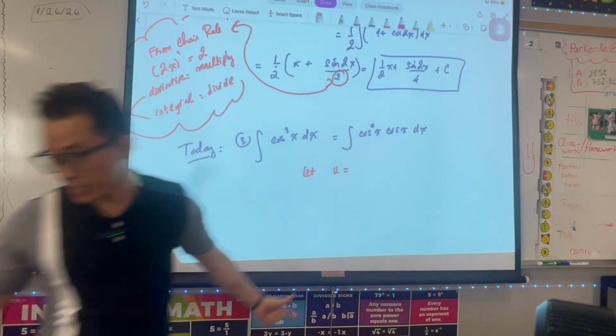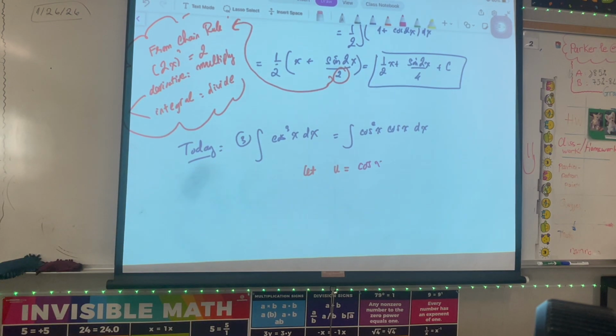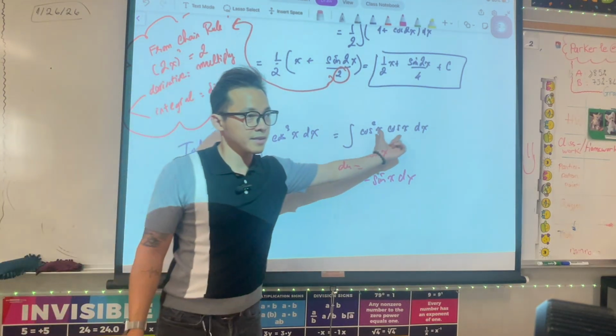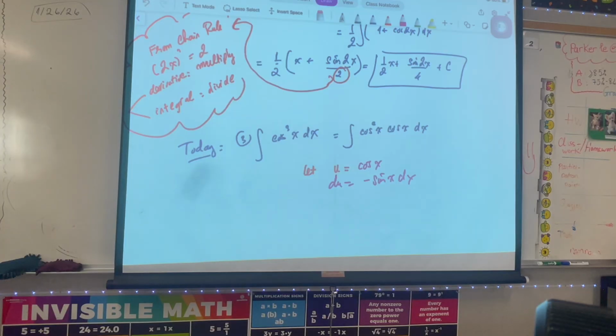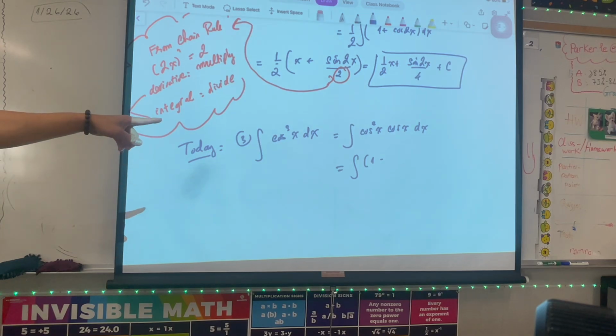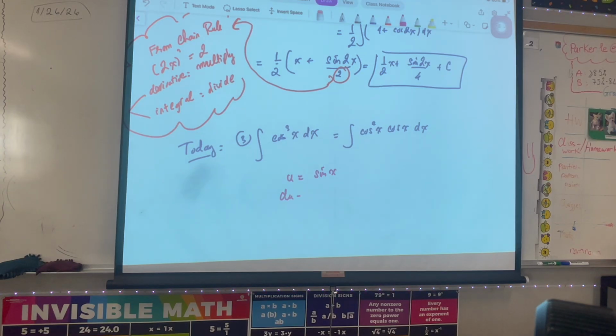If you let u equal to cosine, don't write yet, okay? If you let u equal to cosine, then du equals, right? Do you see anything with sine here? Do you think there's any sine here? You want to change them first? I want to lead your thinking. Let u equal to sine x. du equals cosine x dx.